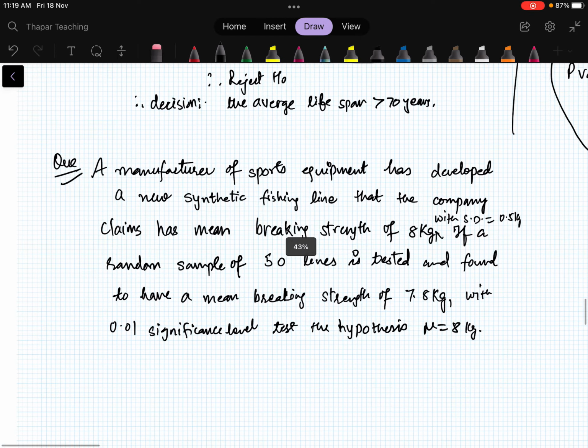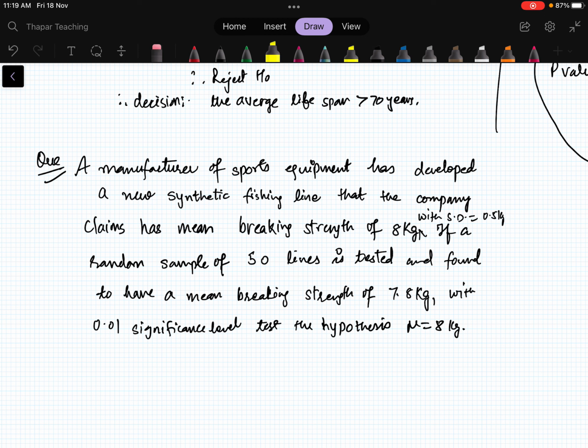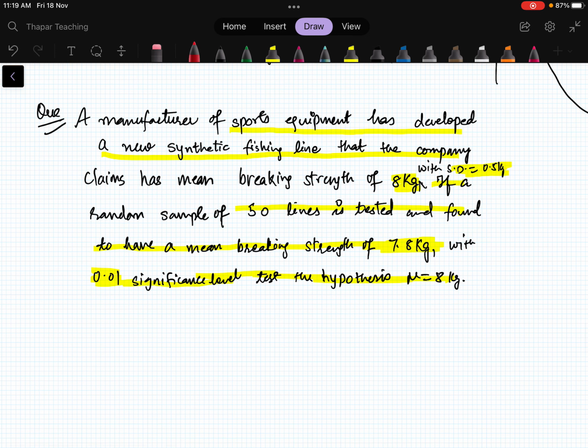Here you have another problem: a manufacturer of sports equipment has developed a new synthetic fishing line that the company claims has a mean breaking strength of 8 kg with a standard deviation of 0.5 kg. If a random sample of 50 lines is tested and found to have a mean breaking strength of 7.8 kg, with 0.01 significance level, test the hypothesis that mu is equal to 8. So here you see again, mu is equal to 8 and mu is not equal to 8.